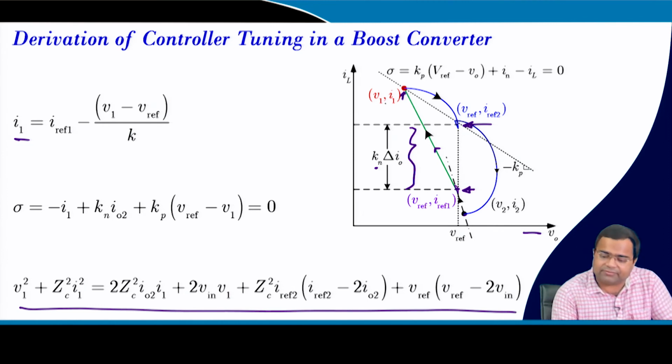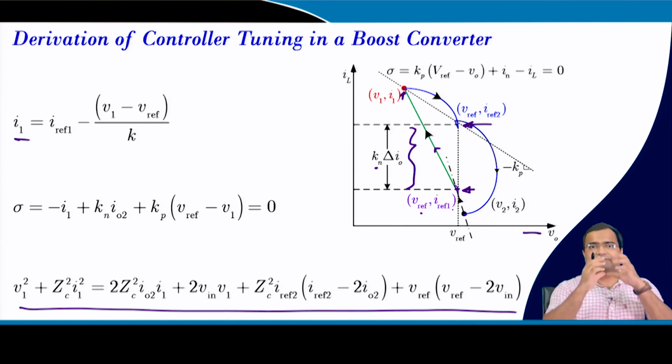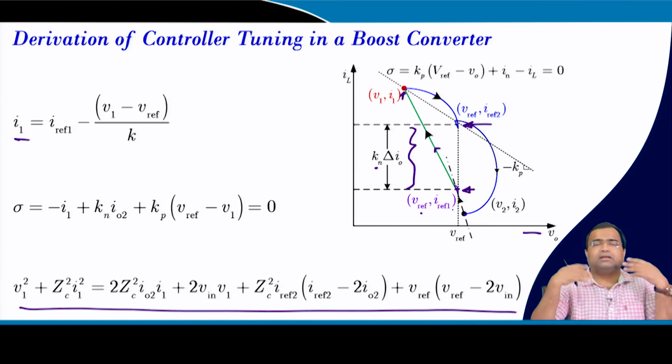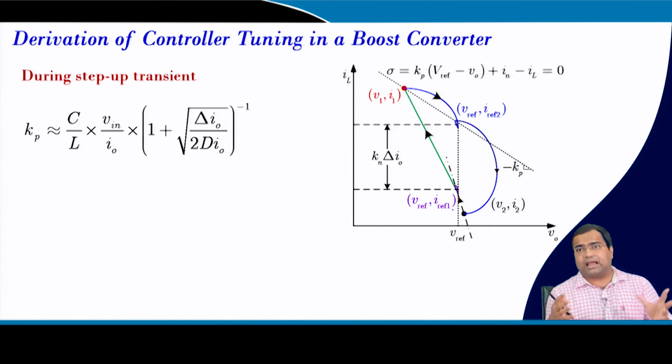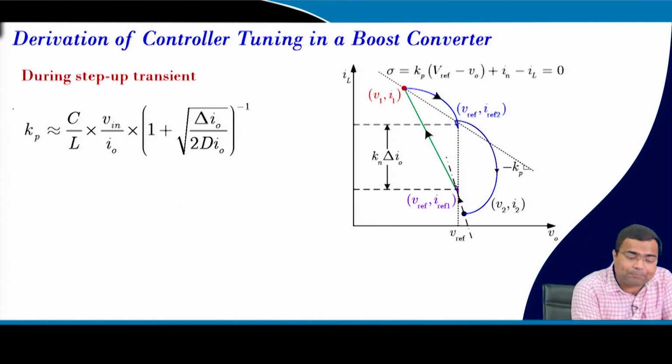So, we can write V1 I1 is the final condition for the on state, and V1 I1 is the initial condition for the off state, and the final state is Vref Iref2 and this is Vref Iref1. Iref1 is the reference current before the transient, Iref2 is the reference current after the transient. If you substitute and solve it, you will get an approximate.